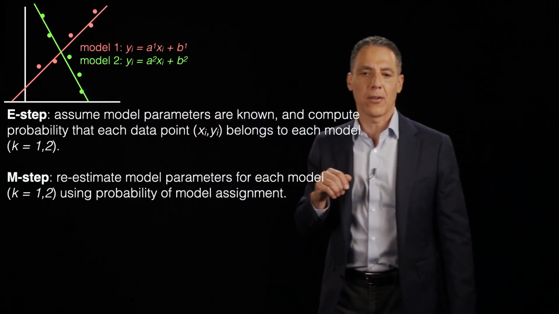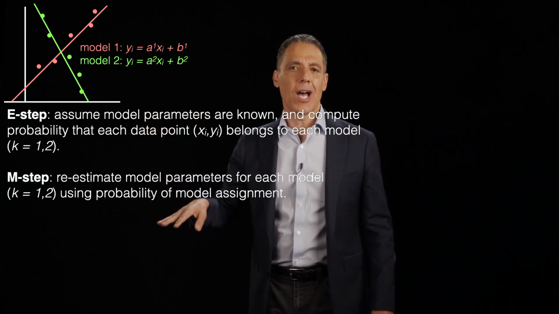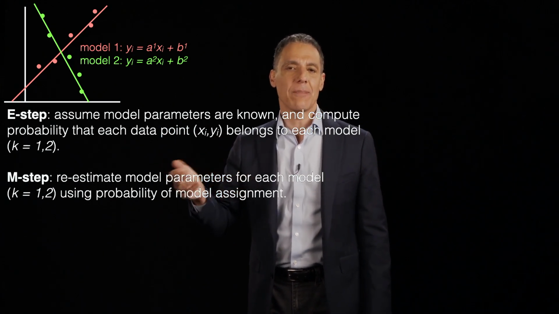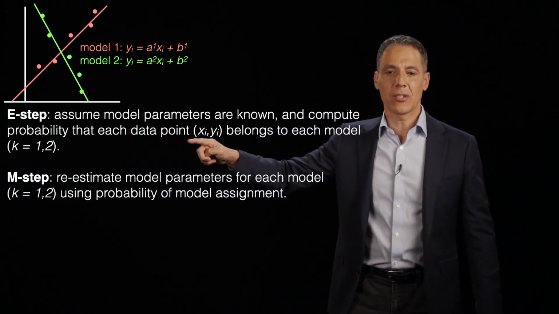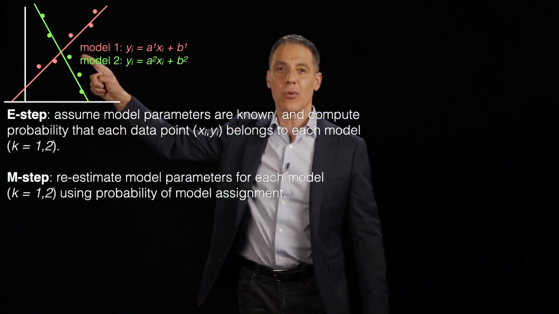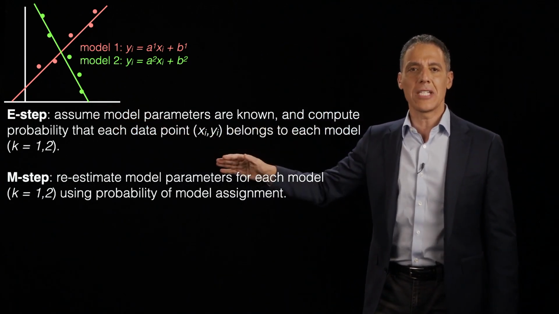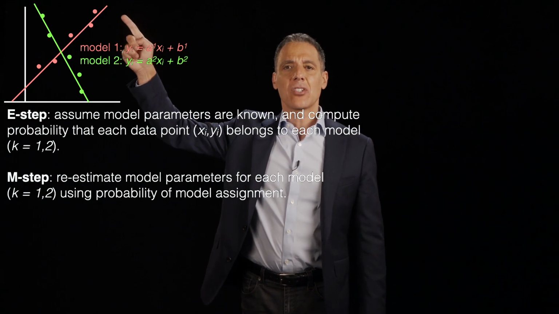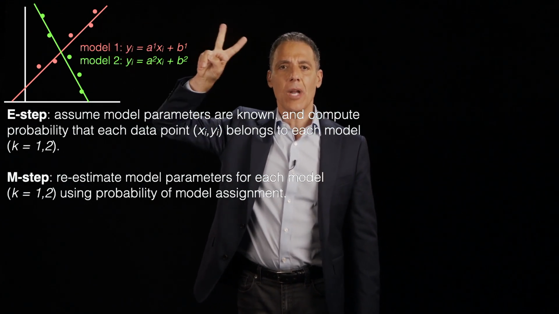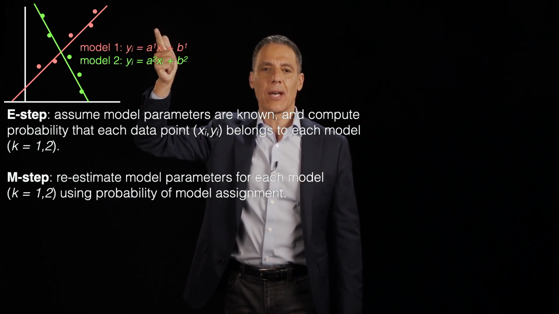1 or model 2. And let me just remind you that we're going to go ahead and assume we know the model parameters. How? We'll talk about that later on, but it's just like k-means. We're going to guess them to begin with. And we're going to compute the probability that each data point x sub i, y sub i, each data point in here, not just the red ones and just the green ones, every single one belongs to each model. So now at the end of the E step, we have associated with every data point two numbers. The probability you belong to model 1, the probability you belong to model 2.